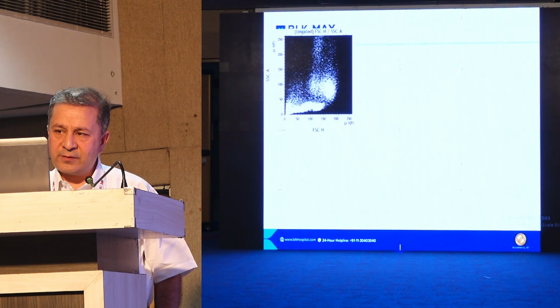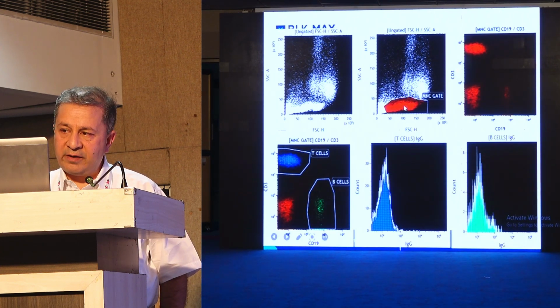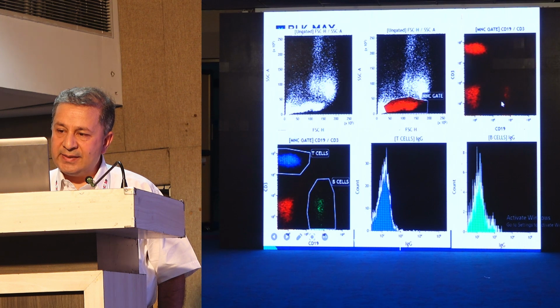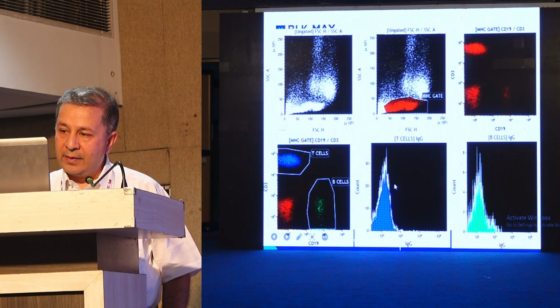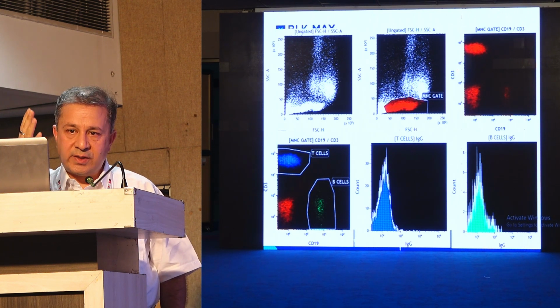Just to show you a case from our center, this is a mononuclear cell gate which has identified lymphocytes. We've converted into T and B cells here. The T cell is showing a reaction which is on the first log, and the B cell is also showing the first log. This was a negative control, and obviously we are expecting everything towards the left.